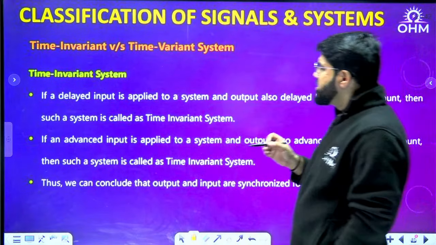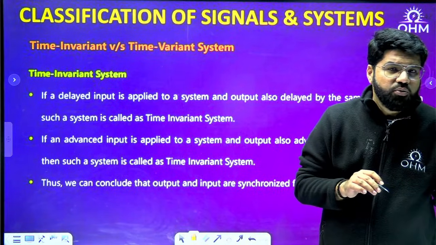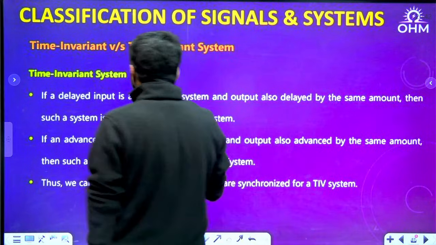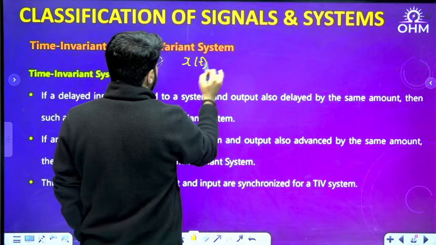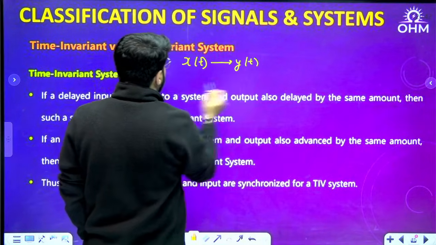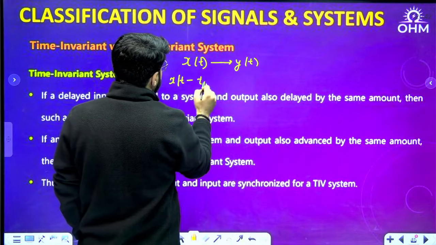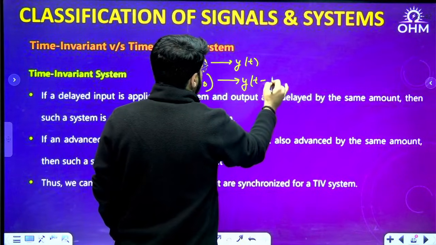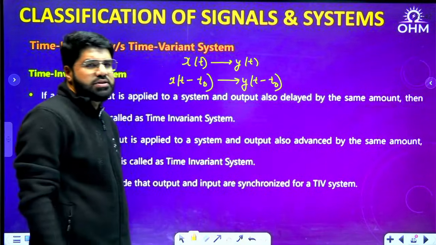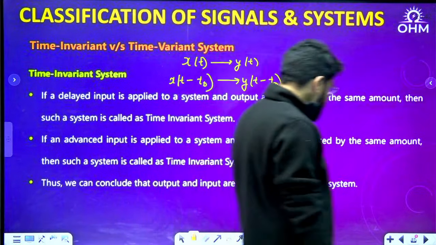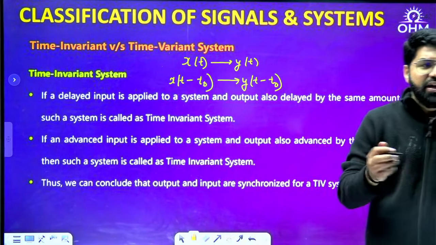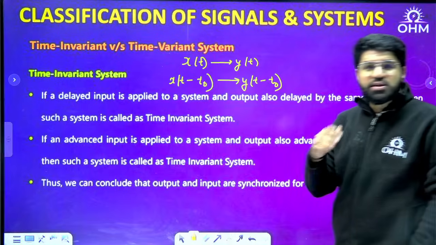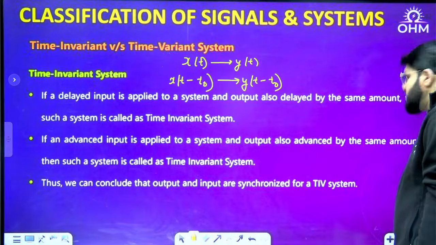A system is time invariant if a time shift in the input gives the similar time shift in the output. The behavior of the system doesn't change with time. If x(t) has the output y(t), then x of t minus t naught, input delayed or advanced, a time shift in the input should give the similar time shift in the output, y of t minus t naught. That means the input and output are synchronized. Whatever shift is given in the input, whether delay or advance, the similar shift appears in the output. They are synchronized in time.